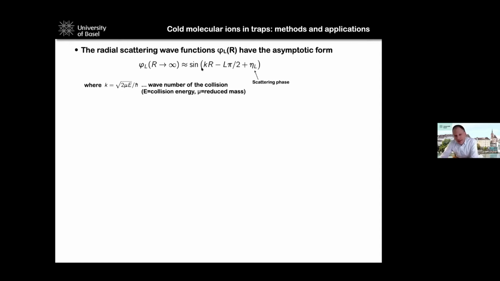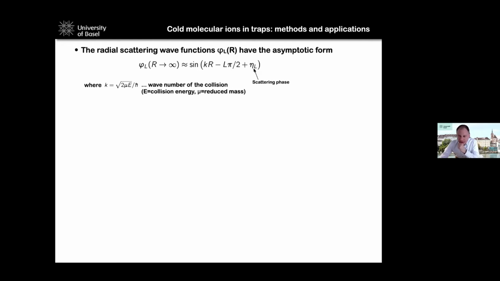So what we see here is this sine function, and it has as argument a term k times r. That is a bit reminiscent of what we also get for a free particle wave function. But then we have here two phase shifts, effectively. One of them is proportional to the angular momentum quantum number L, and it is a phase shift that arises because of the centrifugal term in the effective potential. And then we have another phase shift, eta L, and that is called the scattering phase.